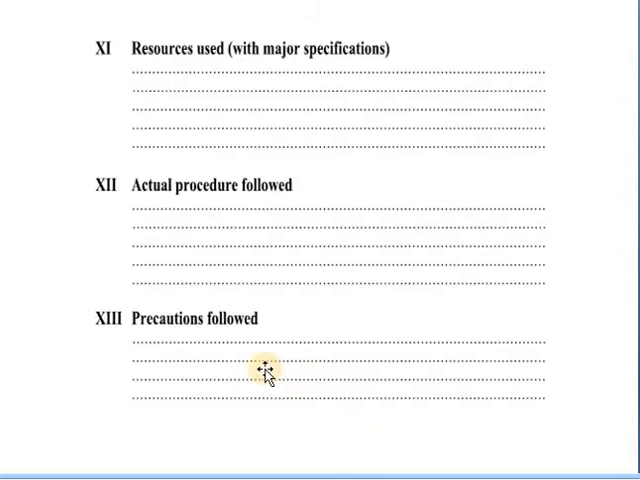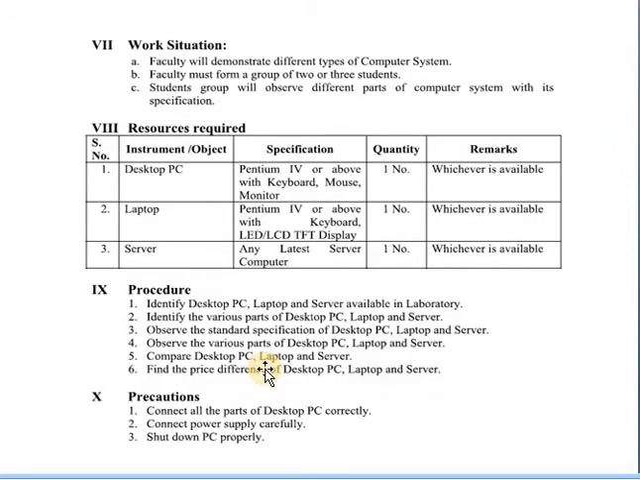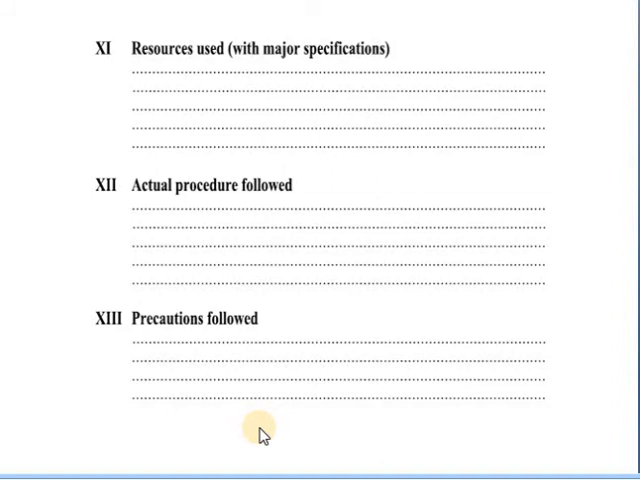Okay, and precautions followed. Which type of precautions do you have to follow when you are doing a practical? At that time, first of all, connect all the desktop parts properly, then connect the power supply properly, and after completing this experiment, you must shut down the computer system. Okay, here you have to write the resources used in your notebook, actual procedure followed, and precautions followed. Write this in your notebook and send or attach or upload in our study material.